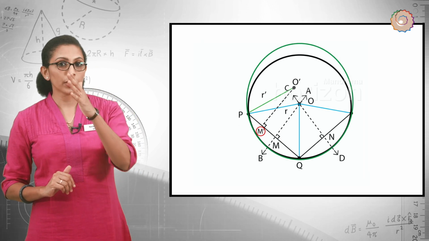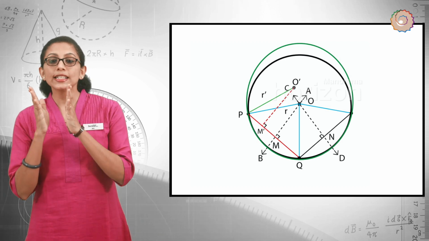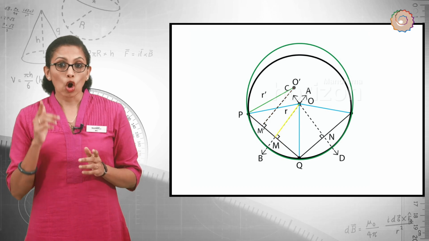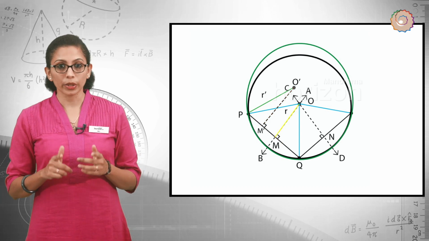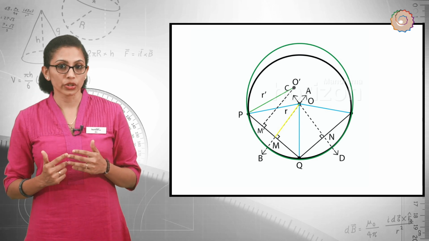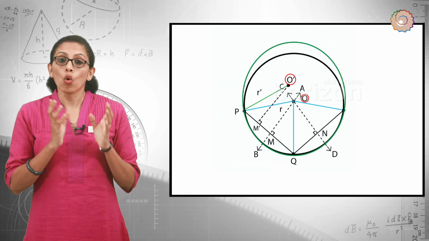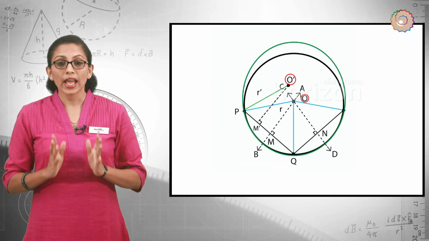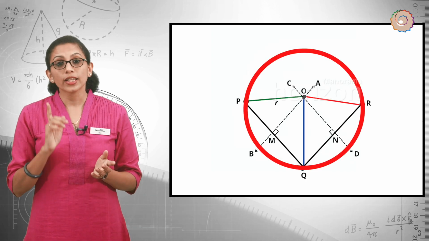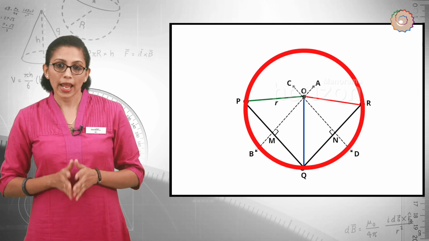Now M dash is the midpoint of PQ, which implies O dash M dash is the perpendicular bisector of PQ. But OM is the perpendicular bisector of PQ. As a line can have only one perpendicular bisector, O dash M dash coincides with OM, or we can say O dash coincides with O. Hence, only one such circle exists that passes through the points P, Q and R. Hence, proved.